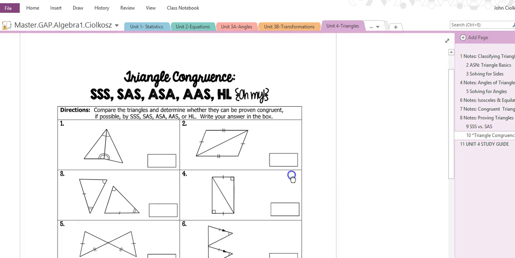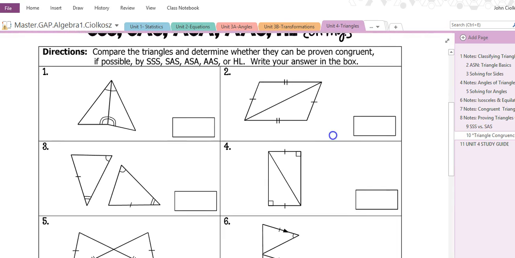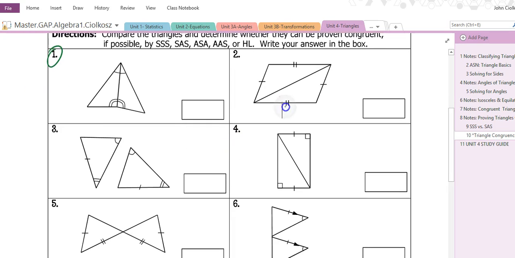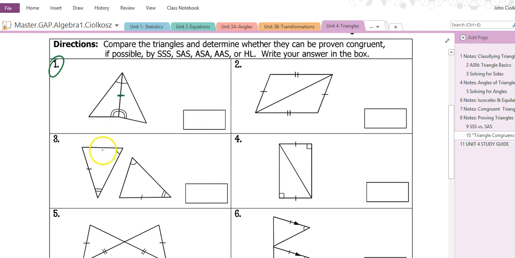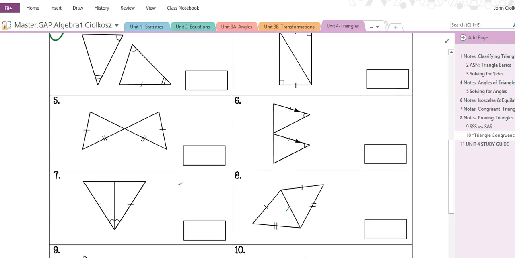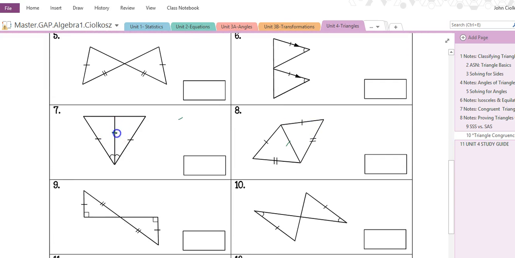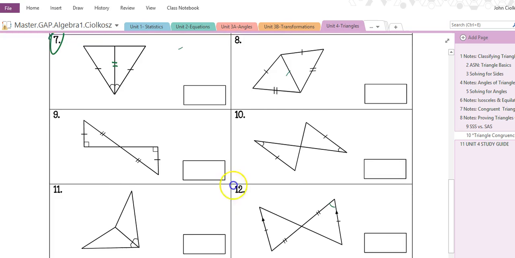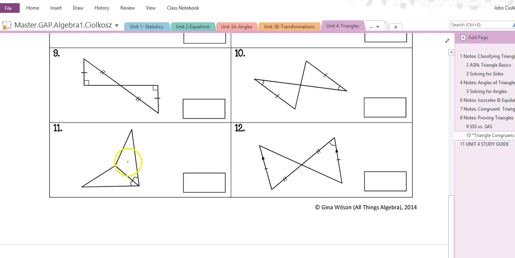Moving on to 10. Let's pick some problems here. Let's do 1. Notice this is congruent to itself. 3. Congruent to itself. 7. 11. Remember, not congruent is always an option. If you can't prove they're congruent, you say they're not congruent.